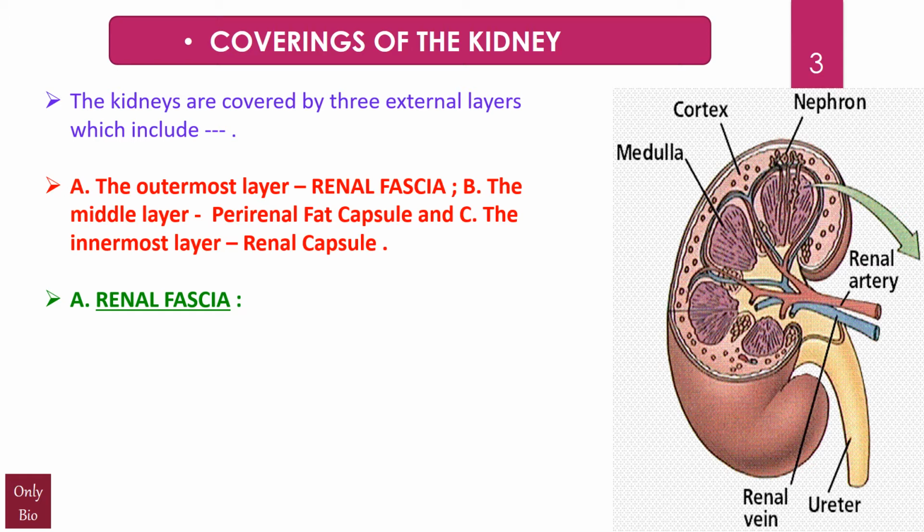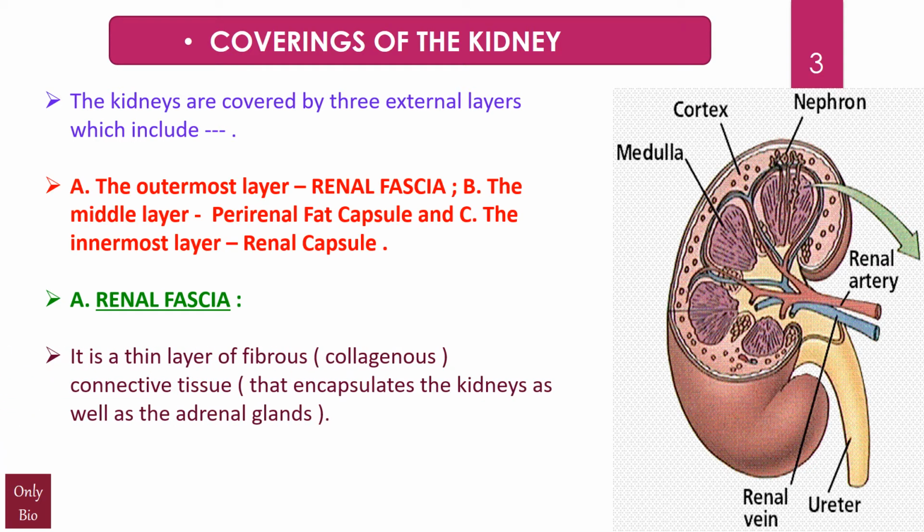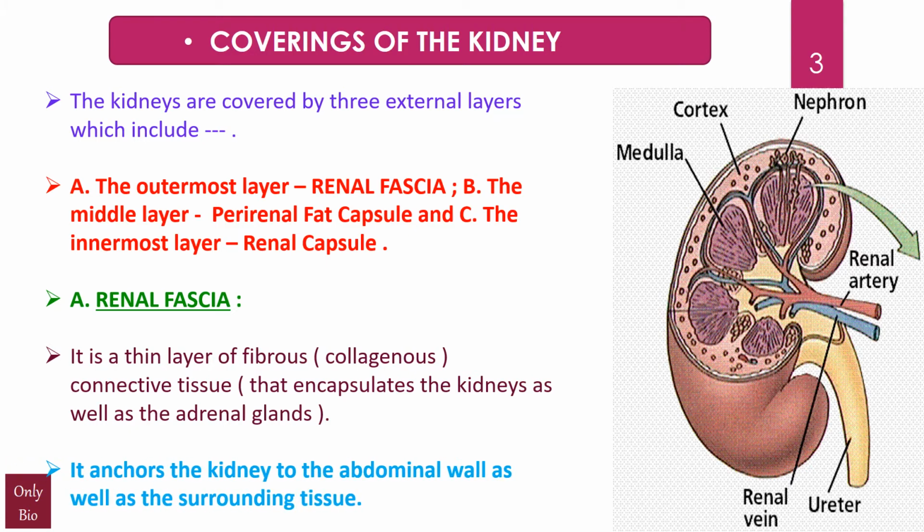The renal fascia. It is a thin layer of fibrous, that is collagenous connective tissue, which encapsulates the kidneys as well as adrenal glands. Friends, this is a very important point. Point number one here is it's a fibrous connective tissue, and it is covering not only the kidneys but also the adrenal glands. Can be asked to you as an MCQ, so it's worth noting. It anchors the kidney to the abdominal wall as well as the surrounding tissue. Again, an important function done by the renal fascia.